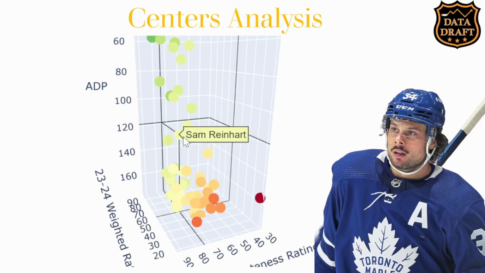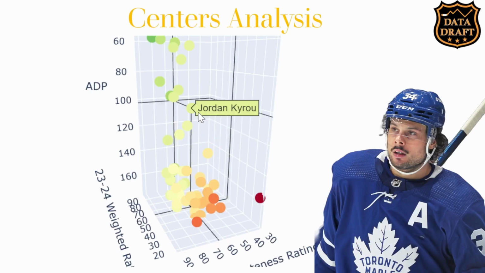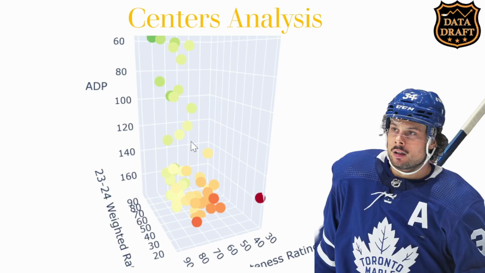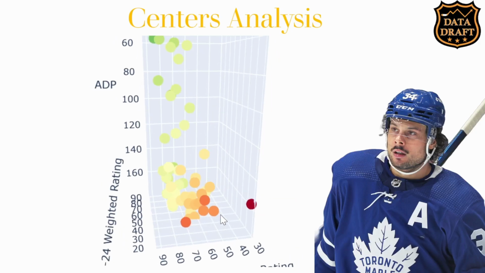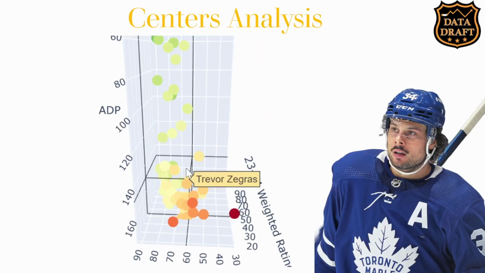Reinhardt, I think, was on it. Kyrou was definitely on it. So there's a couple of guys there that, maybe in certain deeper leagues aren't going to be there, but these are some targets you can look at. Then we got the bottom guys kind of clumped together here.